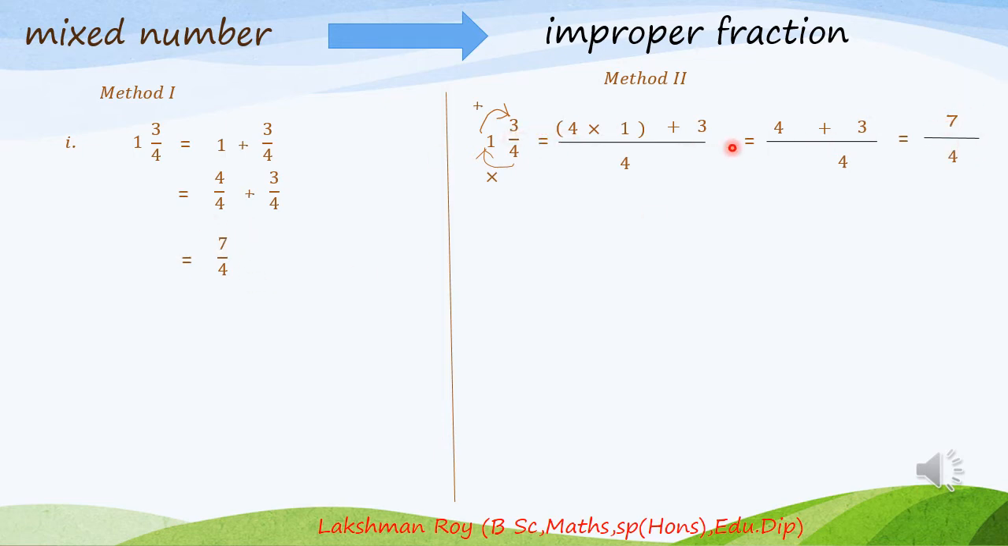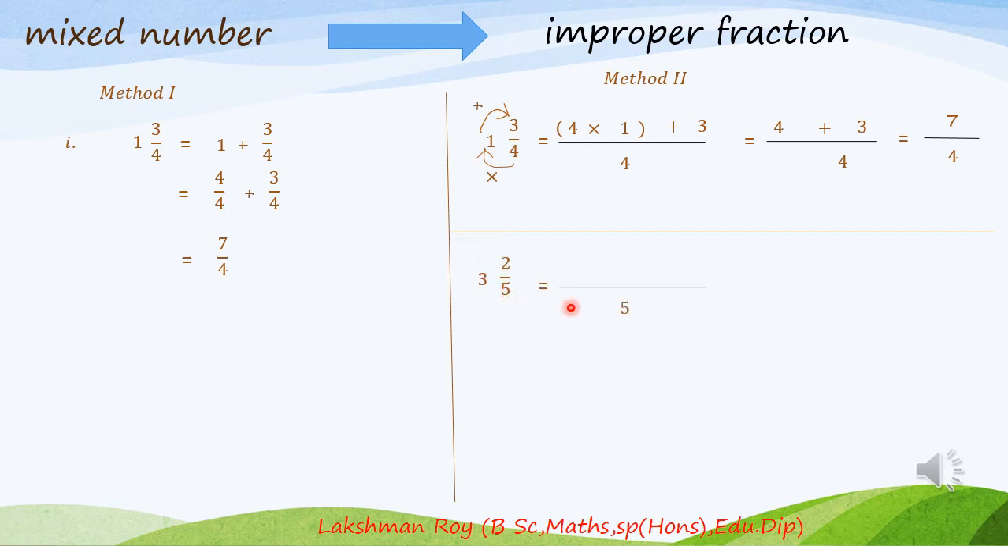So this is not a long method. Here I wrote the steps, but without the steps you can write the improper fraction directly. Let's see another example. This is an easy method. My mixed number is 3 and 2/5.